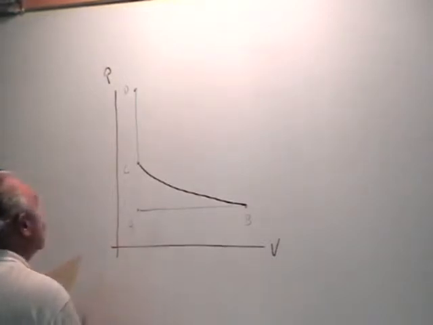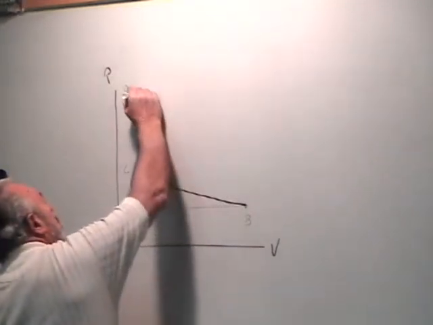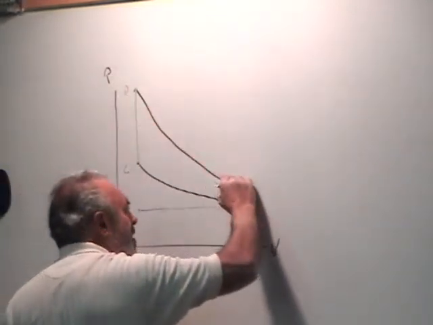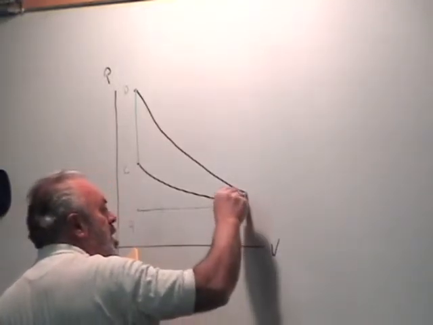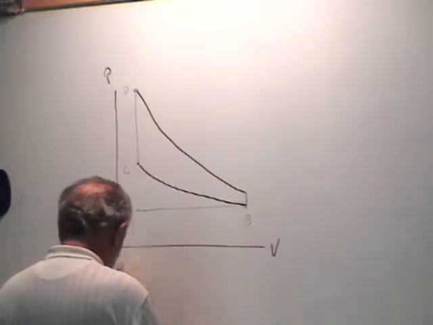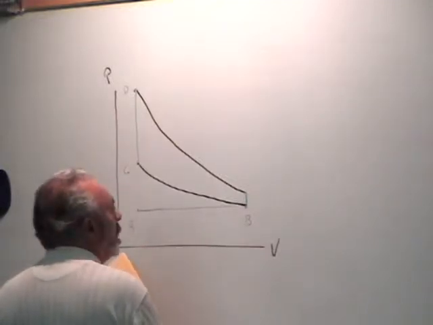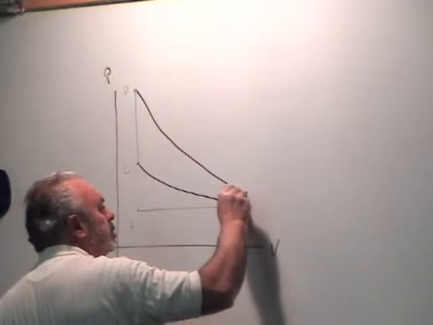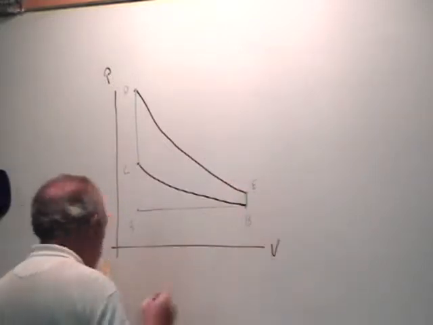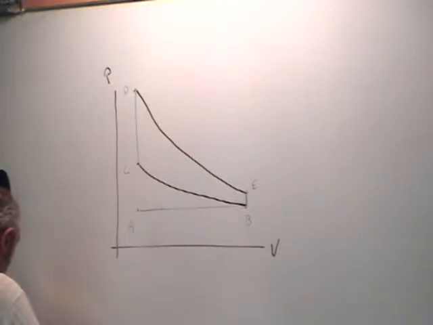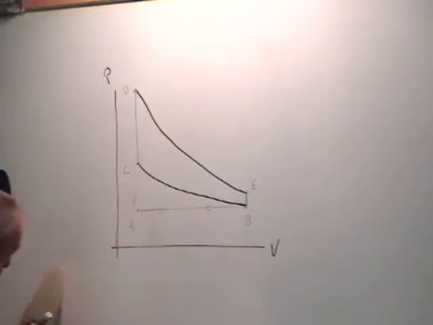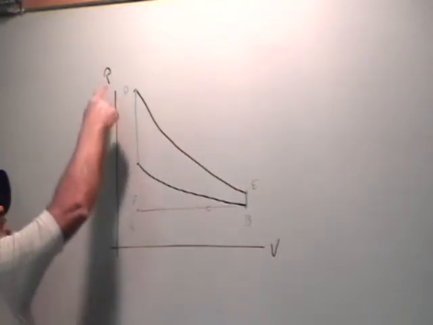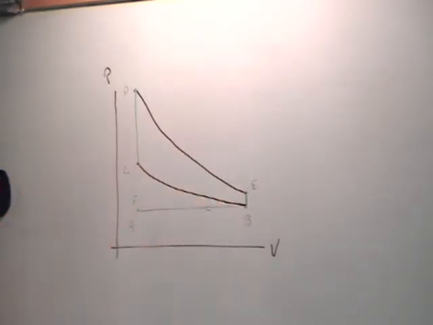Another adiabat, where we're using brown for adiabats. You get from D to E, and from E to B is another isochoric process, and B back to F. Again, an isochoric process. So that was the Otto cycle. A, B, C, D, E, B, F, which is A.